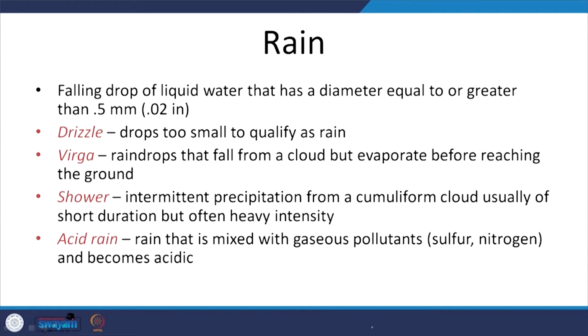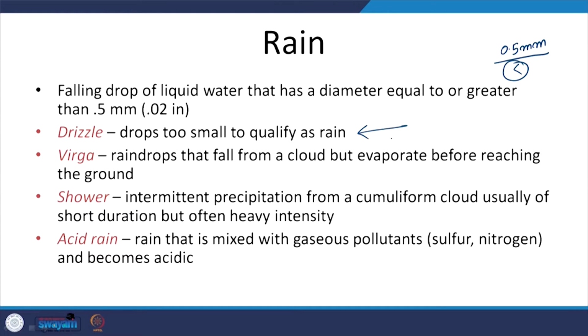So, when the downward movement of water is in sizes of more than 0.5 millimeter, you call it rain. So, what is drizzle then? Drizzle is drops which are too small to qualify as rain. So, you put the scale at 0.5 millimeter. Any precipitation whose droplets are more than 0.5 millimeters is classified as rain. Something that is less than this limit generally classifies as drizzle, right.